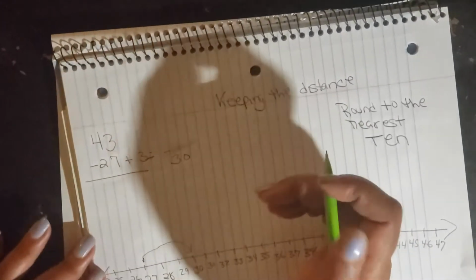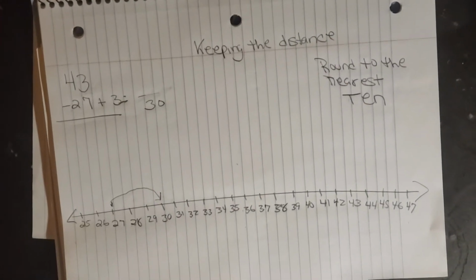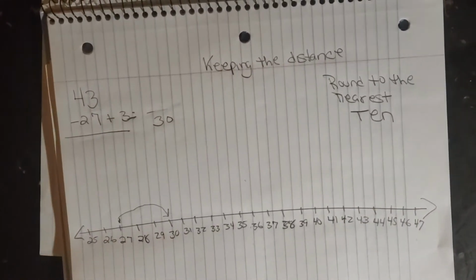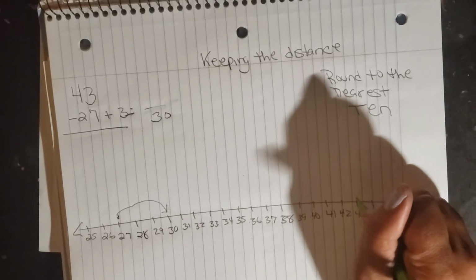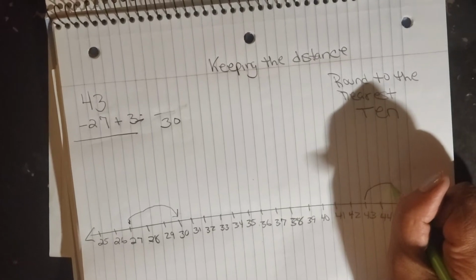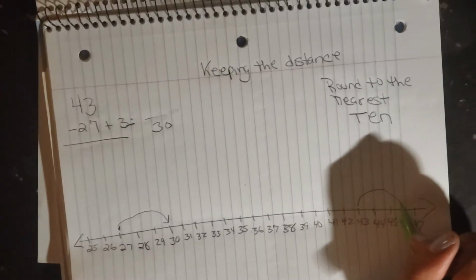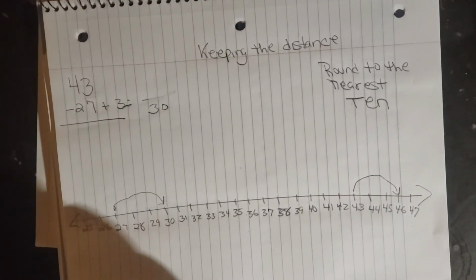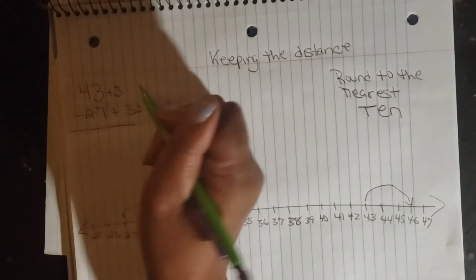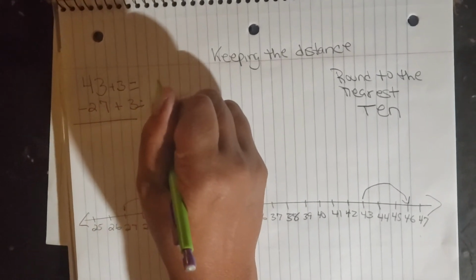Now the next one is 43. Now we're going to add 3 spaces. We're going to go on our number line and count 3 spaces. So we're going to go to 43 and move it 3 spaces, which allows us to be at 46. Whatever we're doing here, we're going to do up here. So 43 plus 3 equals 46.